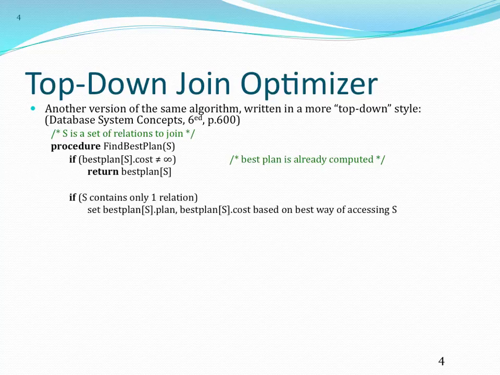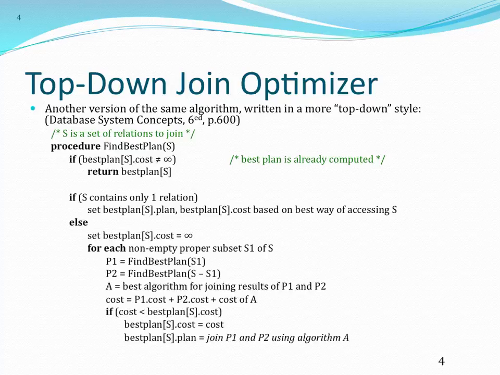Now, if S contains only one relation, well, then we do what we had before in the bottom-up approach. We try to figure out the optimal way of accessing that one table. Otherwise, we might have a situation where we have multiple tables being joined, and we need to figure out the best way of doing that. And so you see this rather complicated way of doing it. We set best plan S's cost at infinity, which presumably it already had to be, because of the check "if best plan S cost is not infinity" up above. I don't know why they would have that. But anyway, go through here. That would obviously be an initialization phase that occurs beforehand.